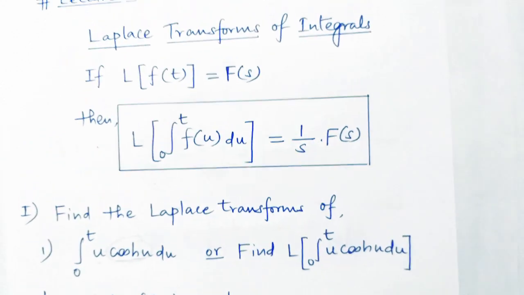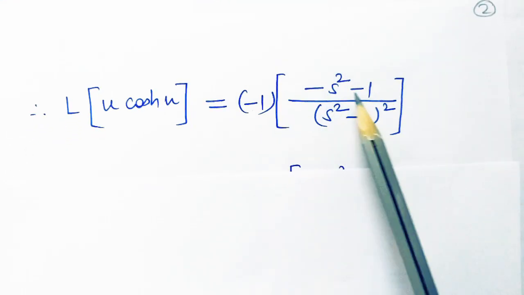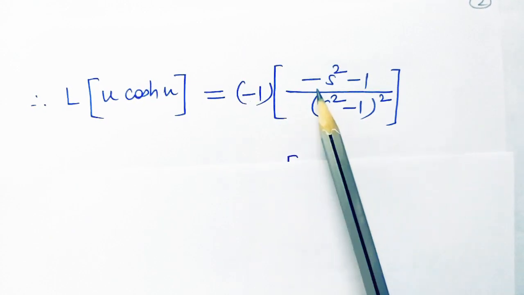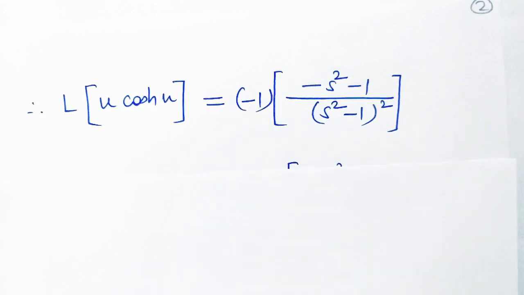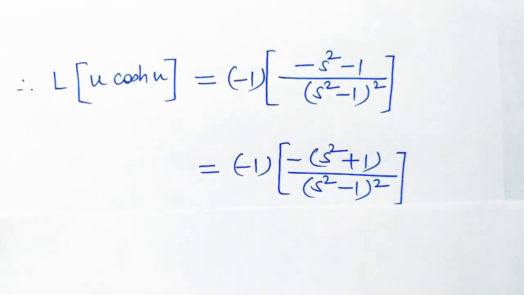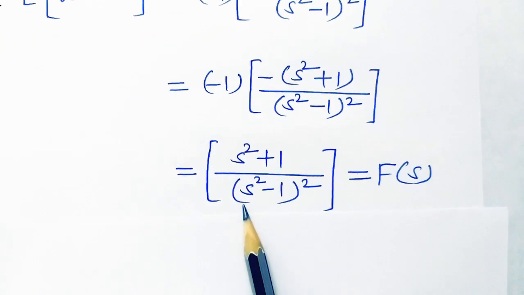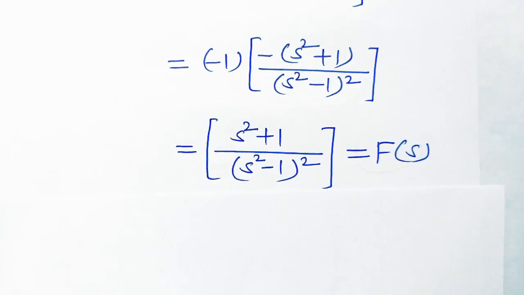Okay. So here, after that, we need to simplify, and this is the simplification: minus 1 times minus s square minus 1, divided by s square minus 1 the whole square. And the next step is taking this negative sign as a common factor, which gets multiplied here. It becomes a plus. So finally, we will have s square plus 1 divided by s square minus 1 the whole square, that is to be considered as F of s.